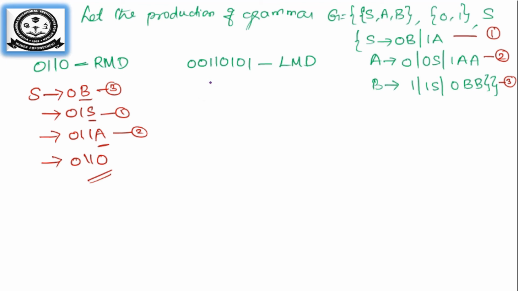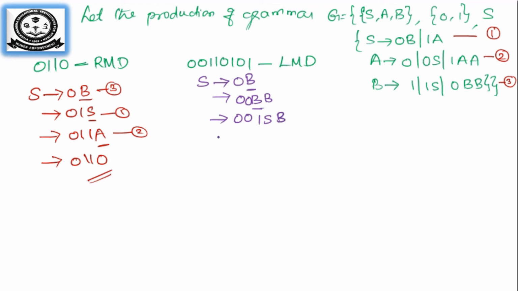Now we'll come to the second string. So S tends to 0B, using the first rule, because S is the starting symbol. Now instead of B I can substitute the third rule, 0BB. So I will substitute 0BB, one more 0 is there, so 00BB. Now instead of B, because you have two zeros then 1, I will substitute 1S for this B, so 1SB.